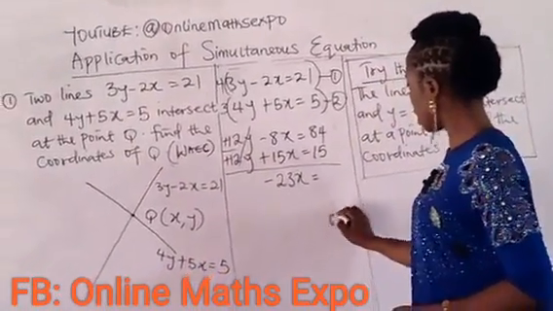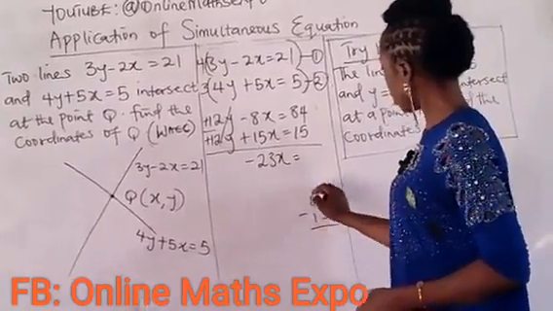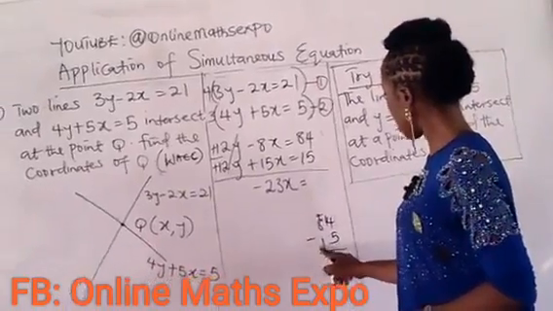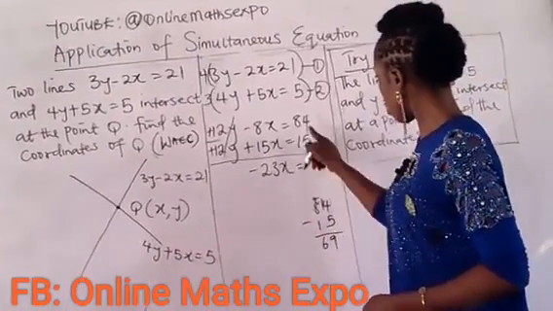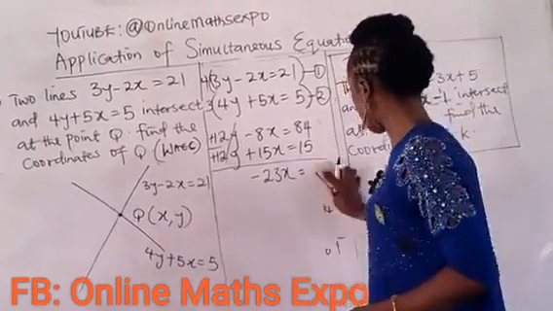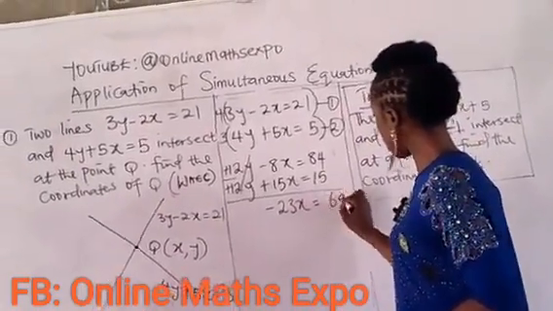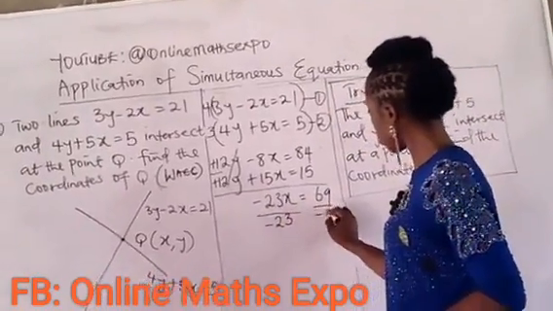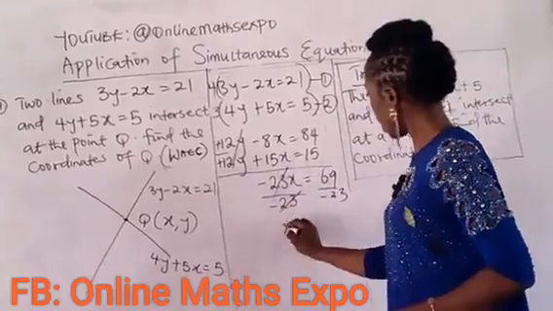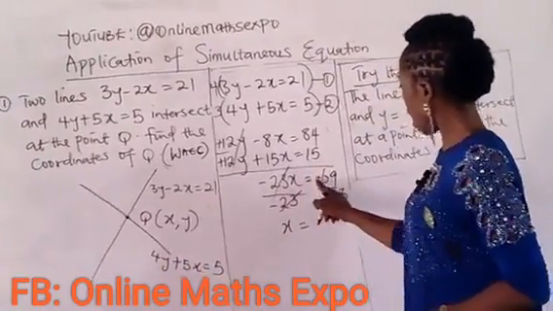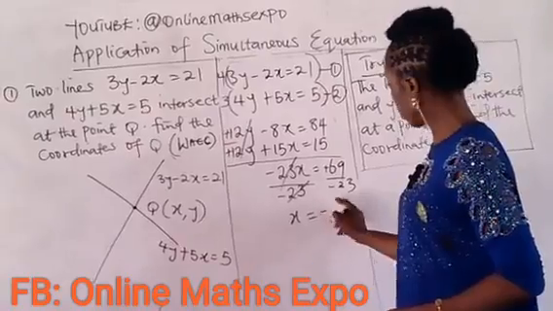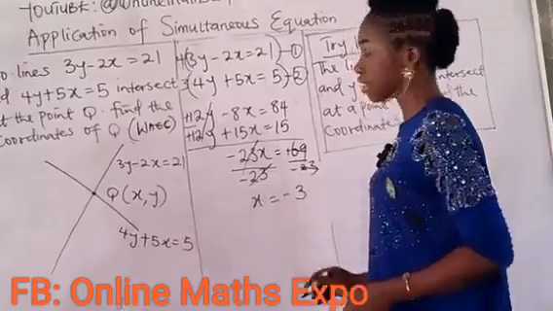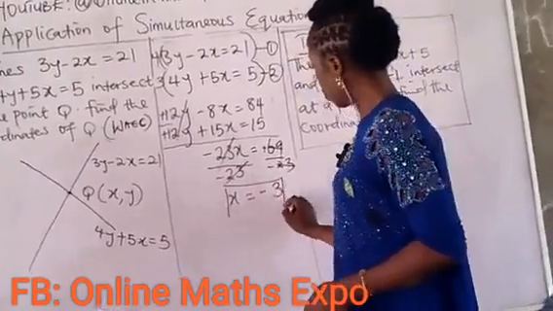Let's subtract 84 minus 15. 14 minus 5 will give us 9, and 7 minus 1 will give us 6. So 84 minus 15 will simply give us 69. So what do we do? We divide both sides by the coefficient of x, which is minus 23. So that x will give us, here is plus, and plus divided by minus will give us minus. When you divide 69 by 23, we are going to have 3. So x is minus 3. This is now the value of x.